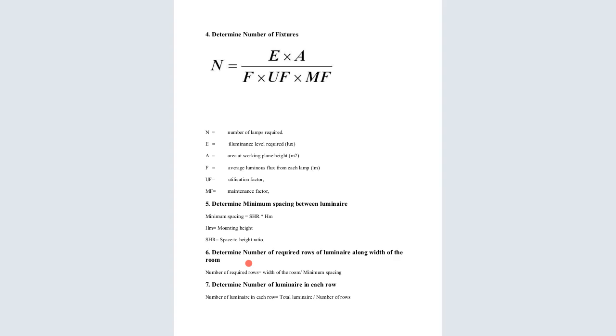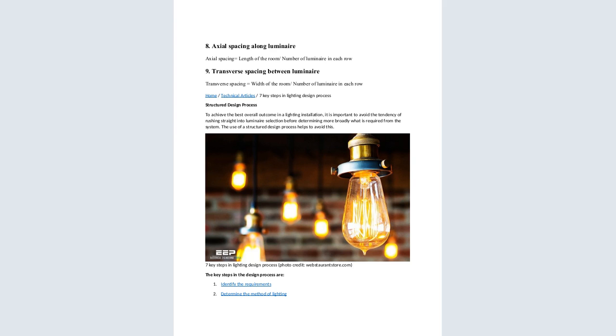So another thing that we'll do is to determine the number of required rows of luminaires along the width of the room. The number of required rows, the width of the room, and the minimum spacing are also things that we'll calculate. Again, we also determine the number of luminaires in each row, which is the total number of luminaires divided by the number of rows. So all these things we are going to calculate, and you can be asked to use any of the formulas that are given there.